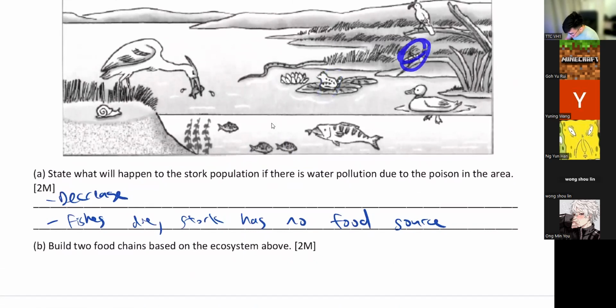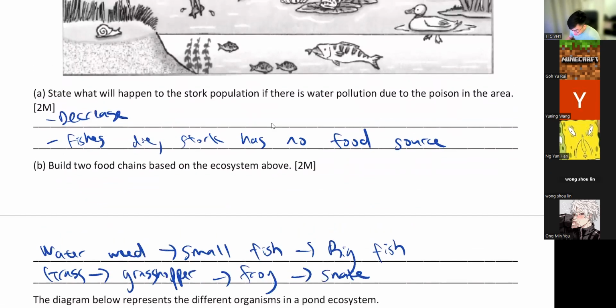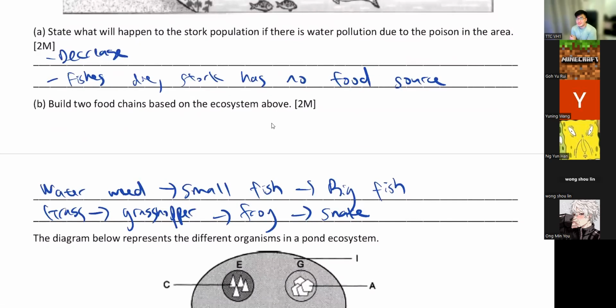What else? Okay, let's look at this frog here. Oh, there's a grasshopper here. So we say grass here, eaten by a grasshopper, eaten by a frog, and eaten by a snake. Some frogs eat snakes. They do? Wow, then the frog should look freaking massive, right? Or it's just a very small snake.